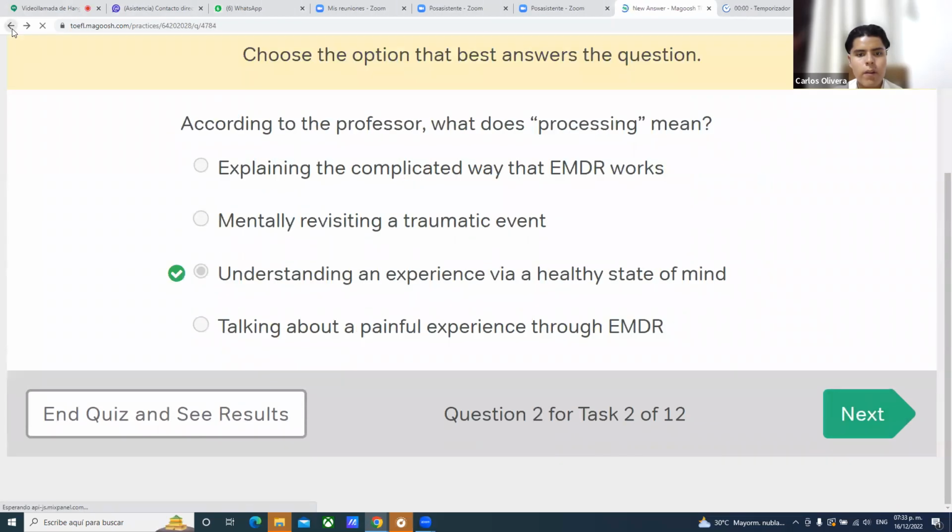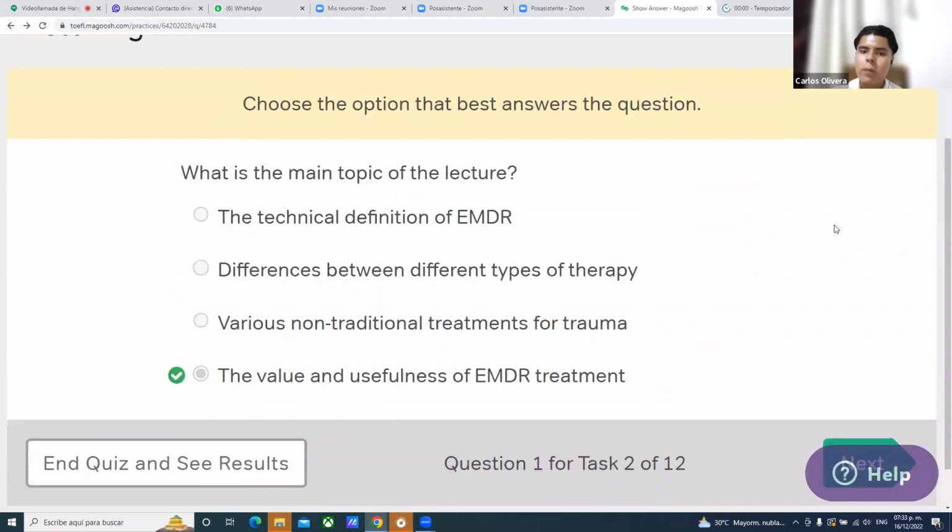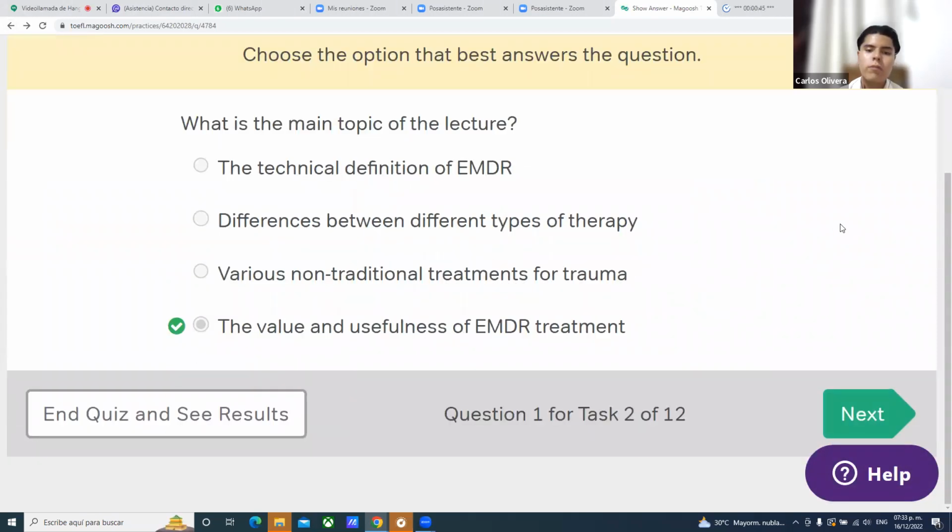Okay, great. Here we are. So what is the main topic of the lecture? The value and usefulness of EMDR treatment. I think this is very clear, right? This was the referential topic during the entire lecture. The professor was talking about this treatment and its implications, its applications, its characteristics. It was certainly the main topic, okay?